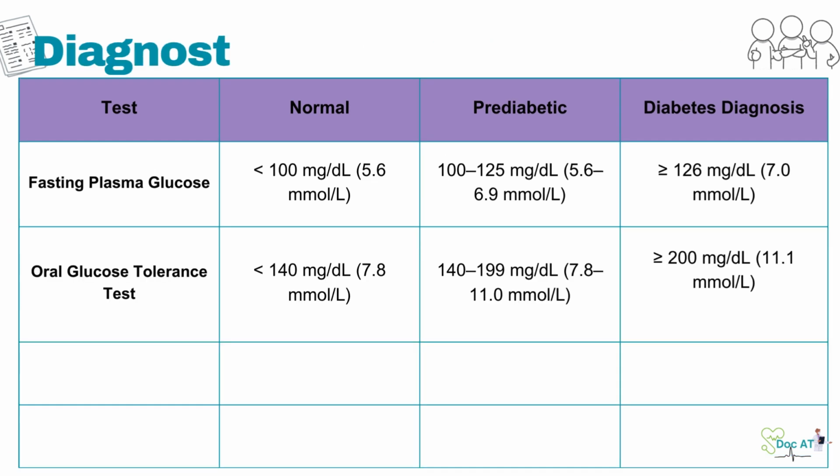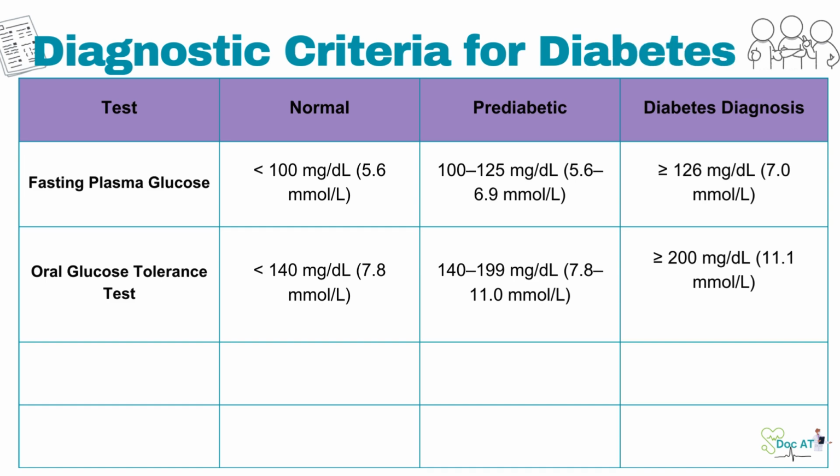Oral glucose tolerance test. Normal range less than 140 milligrams per dl, 7.8 millimoles per liter. Prediabetes 140 to 199 mg/dl, 7.8 to 11.0 millimoles per liter. Diabetes diagnosis greater than or equal to 200 milligrams per dl, 11.1 millimoles per liter.